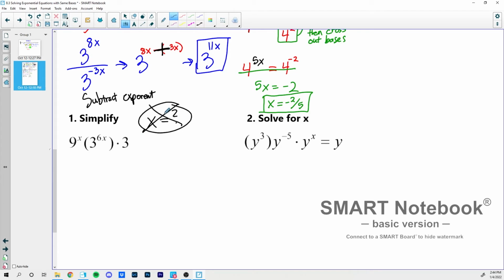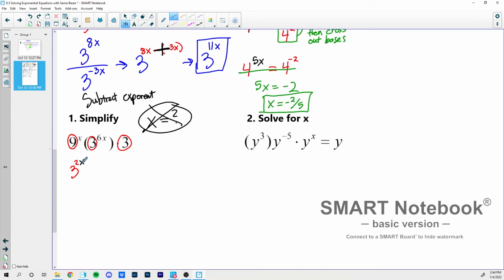I just want to reduce this down and make it as small as possible by making all the bases the same. So here's a base, here's a base, here's another base, okay? So we're going to try to rewrite this 9 so it has a base of 3. So we're rewriting the bigger base into a smaller base. So I can change this 9 into 3 to the power of 2, okay?